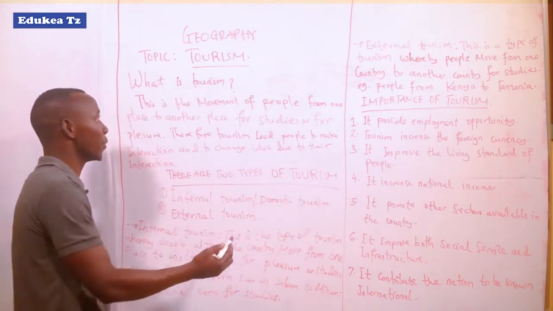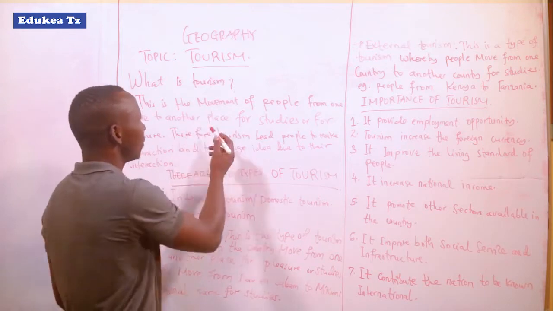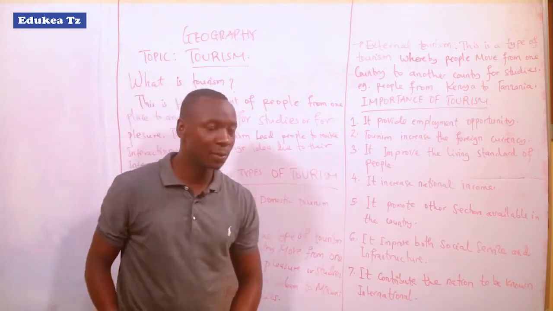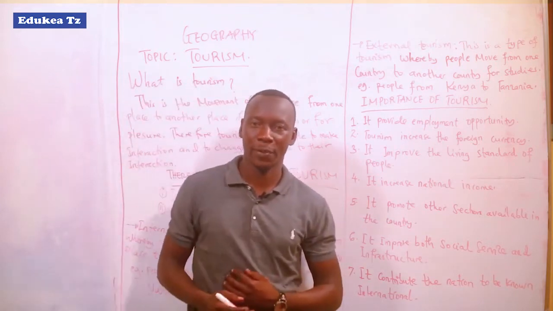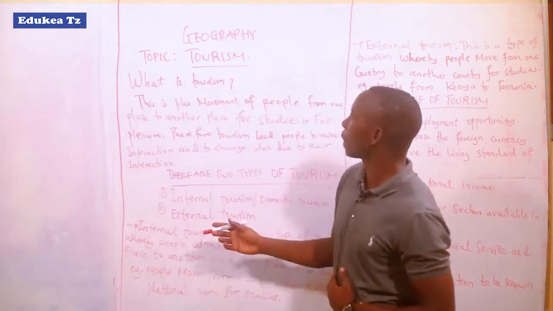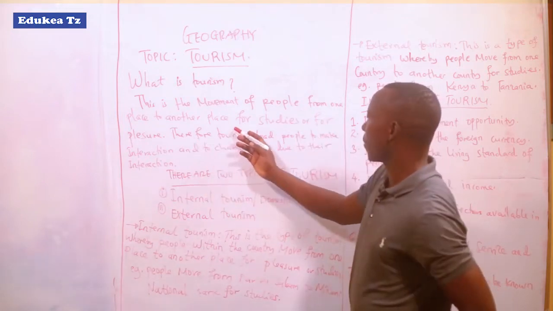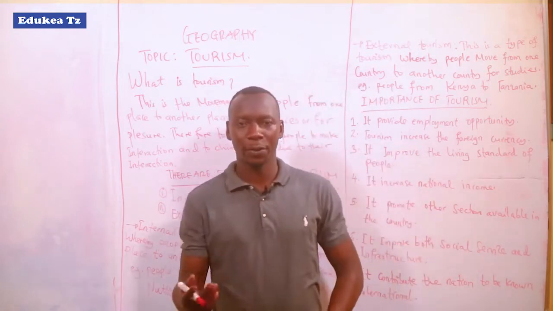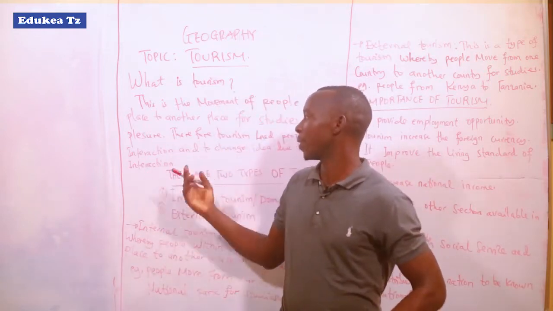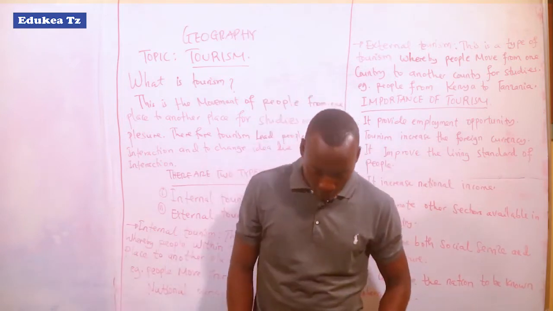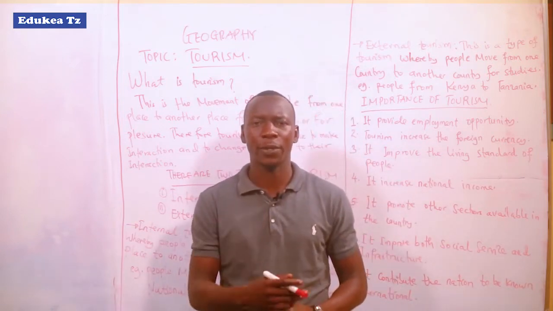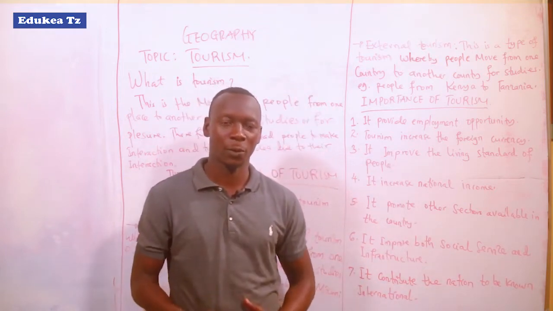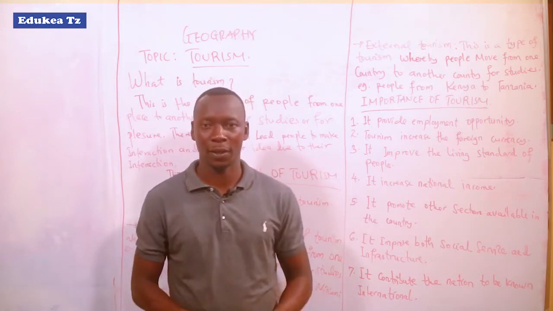First of all, you need to know the meaning of tourism. So what is tourism, my dear students? Tourism, as it is written on the chalkboard, is the movement of people from one place to another place for studies or for pleasure. So, the movement of people from one place to another place, either for studies or for leisure, that is what we call tourism in a simple way.